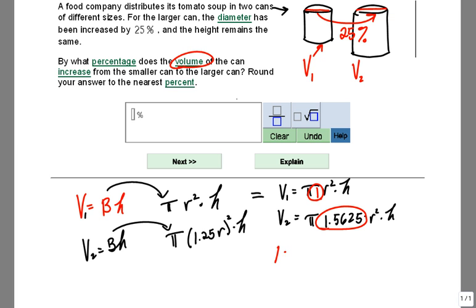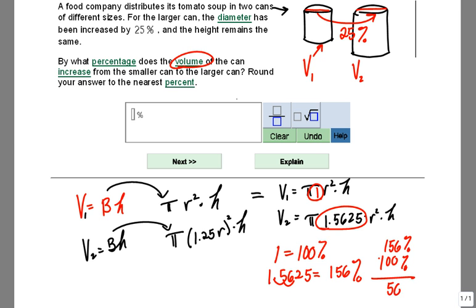So if 1 represents 100%, 1.5625 represents, we move the decimal over twice, 156%. So the difference in the volumes of 156% and 100%, which is our original volume, it is increased by 56%. It says round your answer to the nearest percent, so it's going to be 56%.